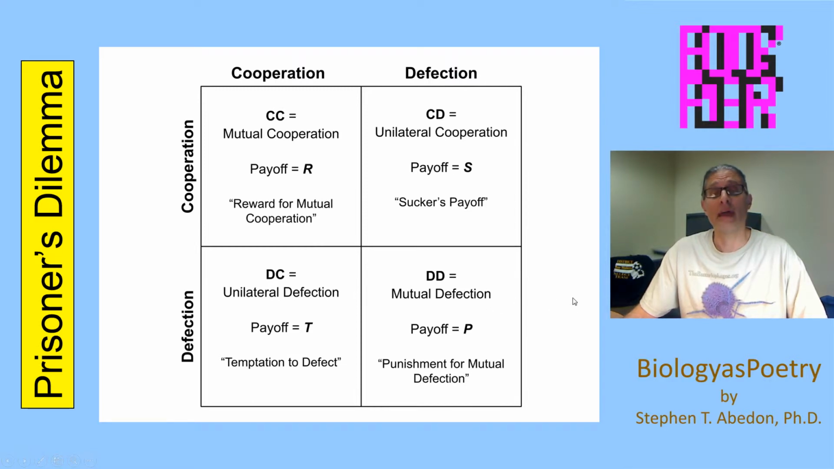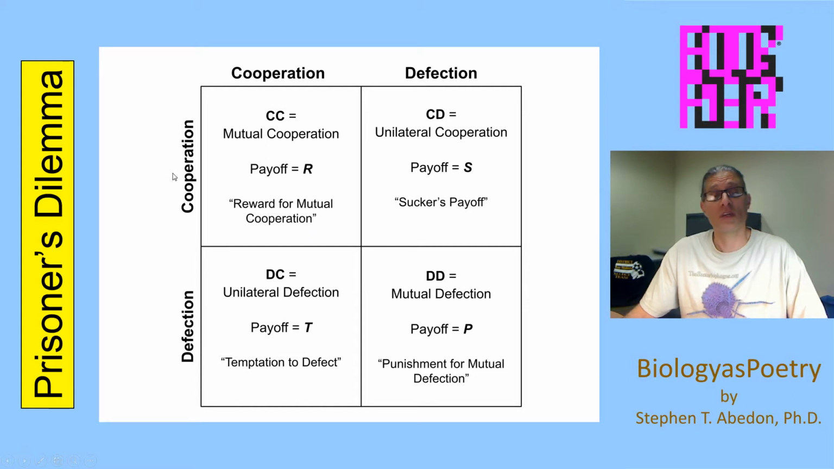We can assign payoff values to these various combinations. The payoff value associated with defection by the player whose payoff we're considering, where the other player cooperates, we call that T, which stands for temptation to defect. When the first player, the one that we're focusing on, cooperates and the other player cooperates as well, we call the payoff value R for reward for mutual cooperation.